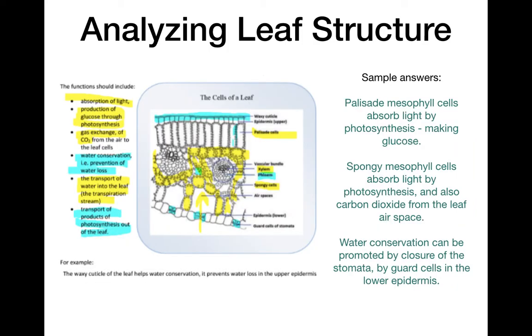Okay, so here are some sample answers to the first question. You notice here there are highlights showing each function with the structures in the same color. Parallel ones, we have blue and yellow, and some sample answers here: the palisade mesophyll cells absorb light for photosynthesis, making glucose. The spongy mesophyll cells absorb light for photosynthesis, and they also take in carbon dioxide from the leaf airspace. Water conservation is promoted by closure of stomata by guard cells in the lower epidermis.